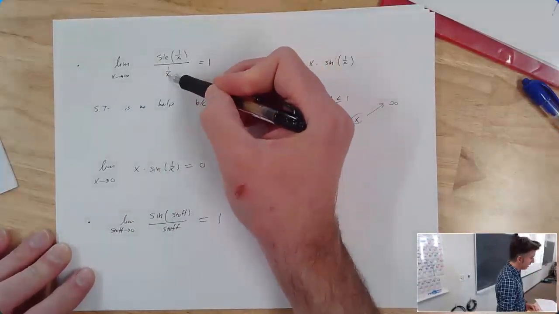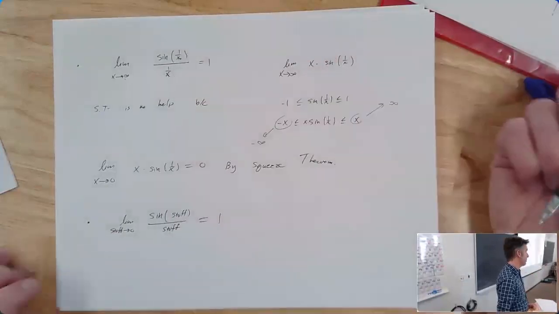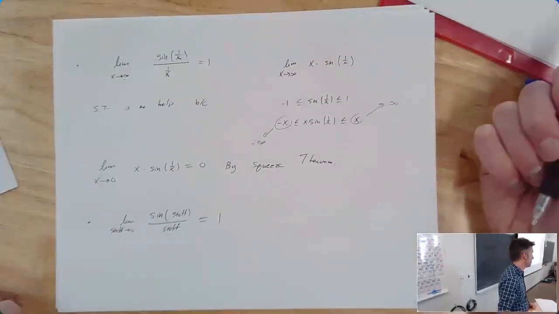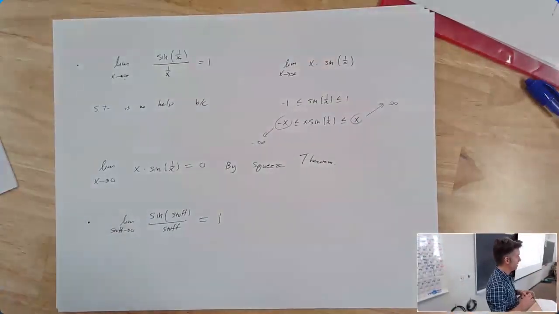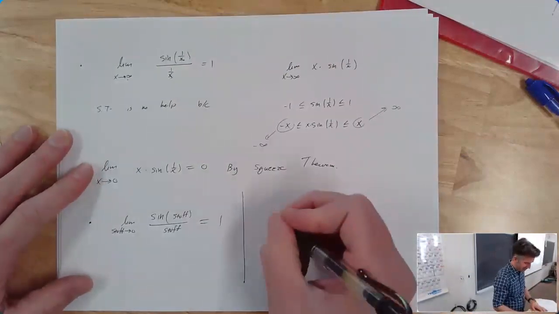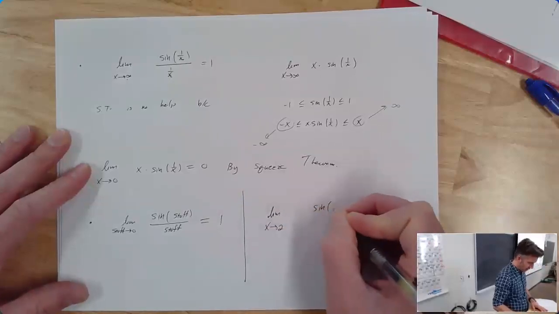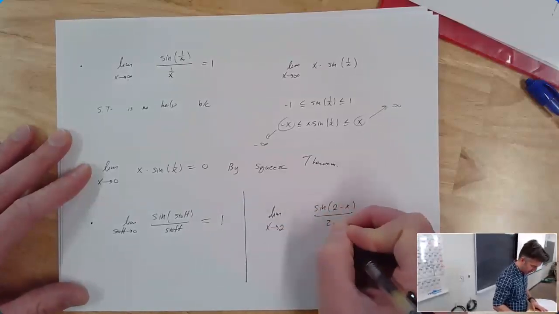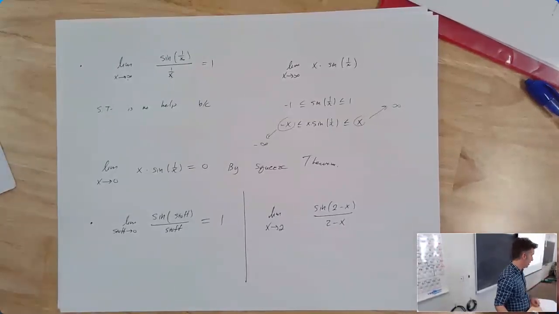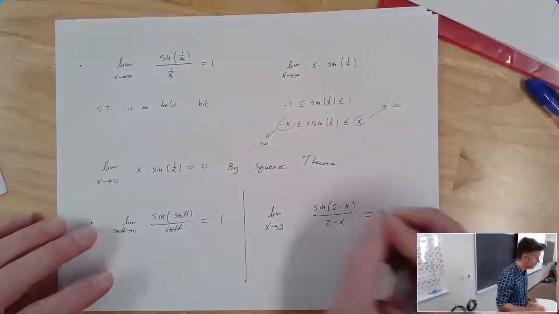Stuff, same stuff. And where is that stuff going to as x goes to infinity? 0. So that's the deal: the stuff that you're taking sine of and the stuff you're dividing by has to somehow be getting closer and closer to 0. And then that limit will be 1. In a similar way, I can write something silly like the limit as x approaches 2 of sine of 2 minus x over 2 minus x. That meets all the criteria. The limit is for sure 1.